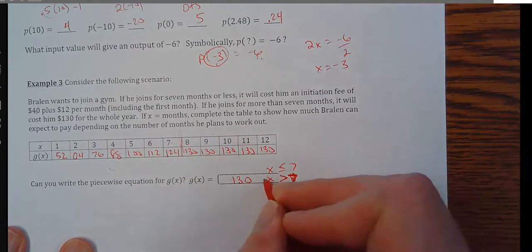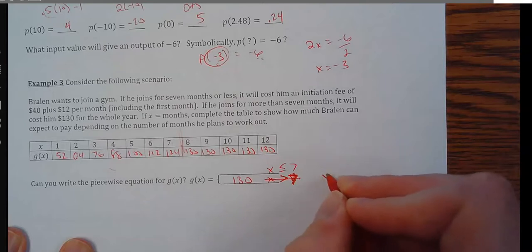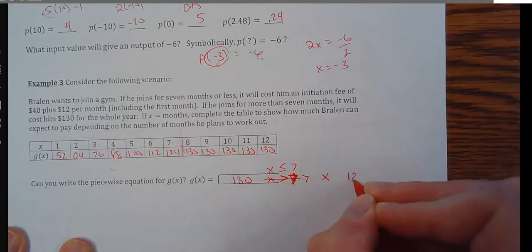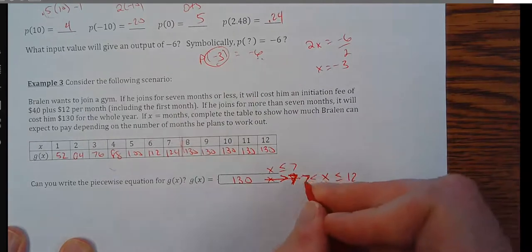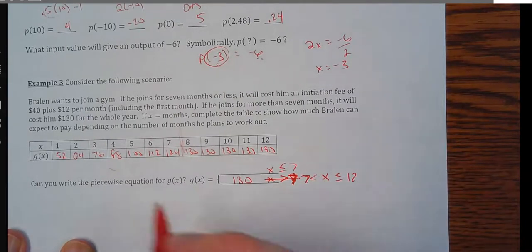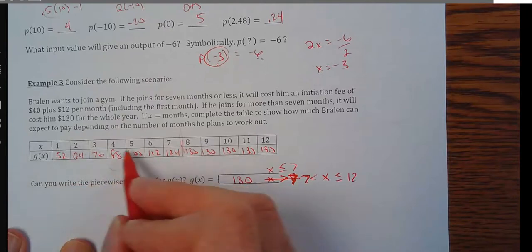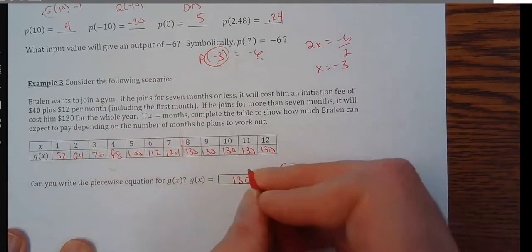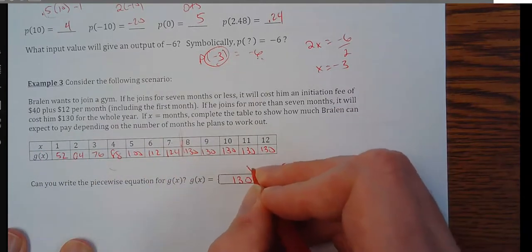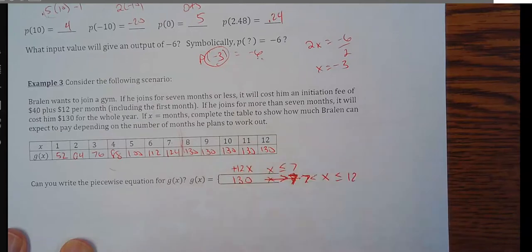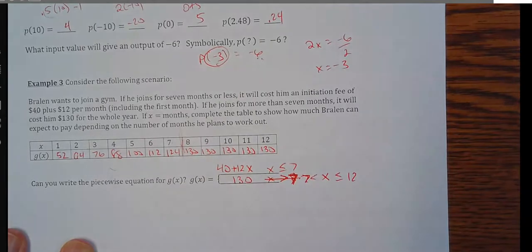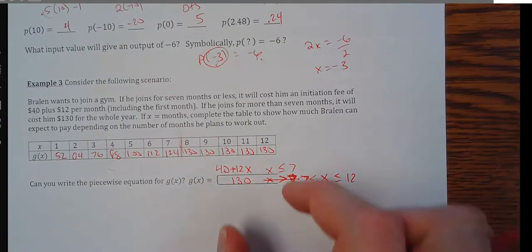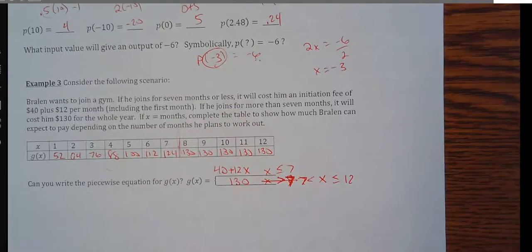We could actually, maybe I should put this, since we're going up to 12, we should say that x is between 7 and 12. So I should put that technically to be 100%, if we're going to be very specific. And over here, all the way up here, I kept adding 12 for every month. So for every month that passed, I added 12. And what did I add 12 to? I added 12 to that $40 initially. Okay. So that's just like how to make a real life problem out of a piecewise function.